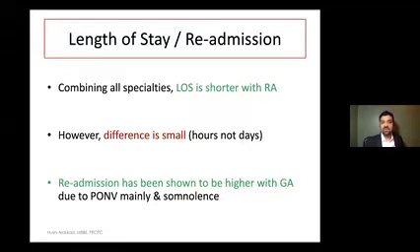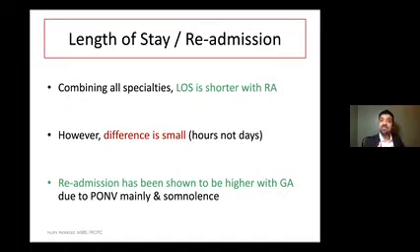Studies have shown that, combining all specialties, length of stay is shorter with regional anesthesia. However, it was not as we thought it would be. It's not days, it's just hours of difference. So the difference is very small. Readmission rate, however, has been higher with general anesthetic, regardless of the fact that we have this issue with rebound pain after regional anesthesia. But general anesthetic patients tend to come back because they're sleepier, because they're vomiting.